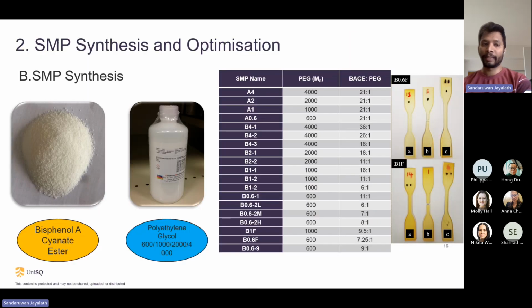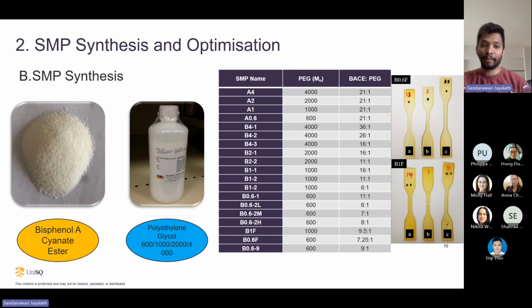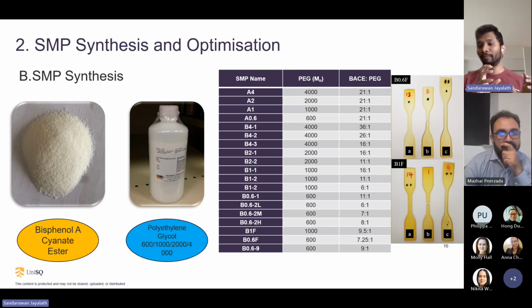Now, when it comes to that, there comes the polymer synthesis part. For this, we used bisphenol A cyanate ester. As a shape memory property modifier, we used oligomers such as polyethylene glycol. We used different types of polyethylene glycols because there are so many variations: 600 molecular weight, 1000, 2000, and 4000. Although a small amount of literature used these two, there was no exact chemical mention in the literatures. This is what we used to make this particular SMP.